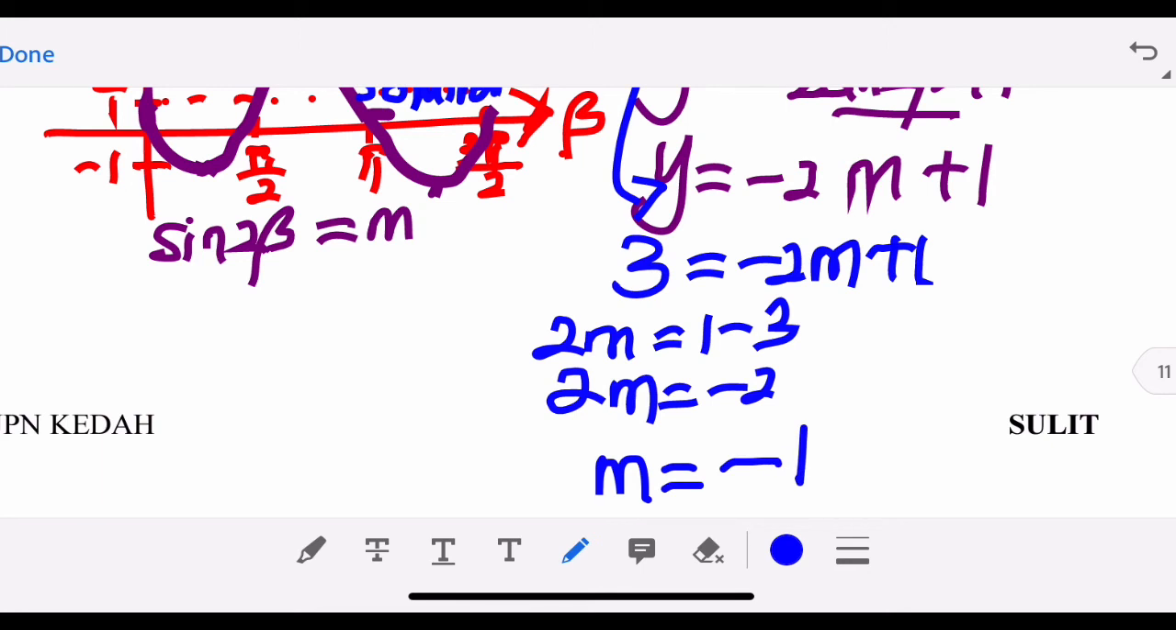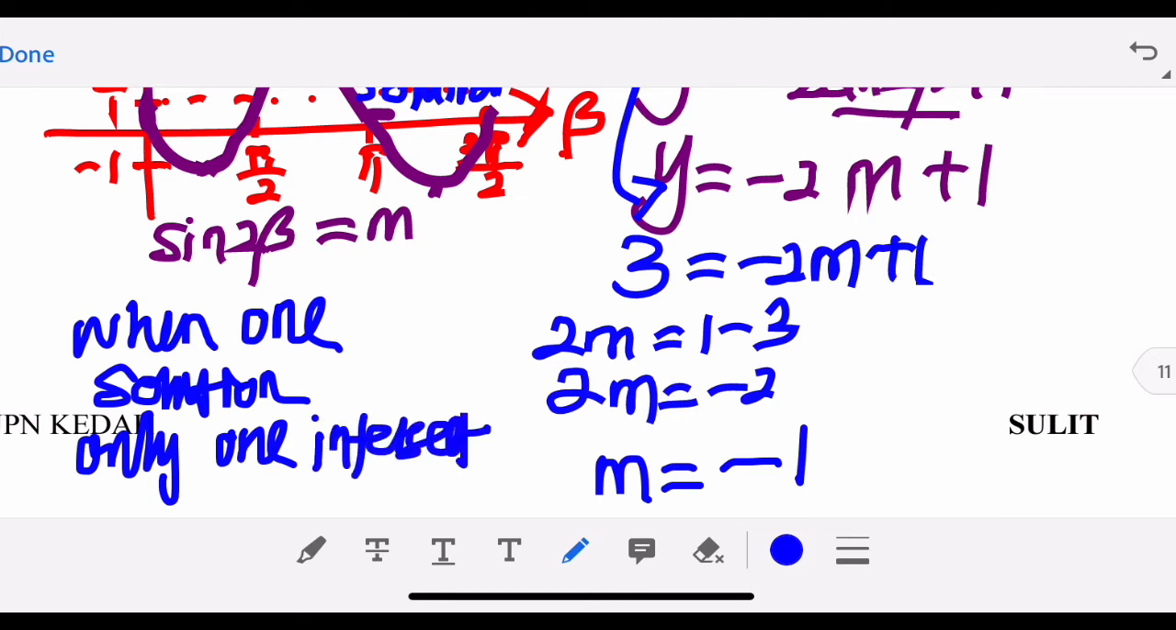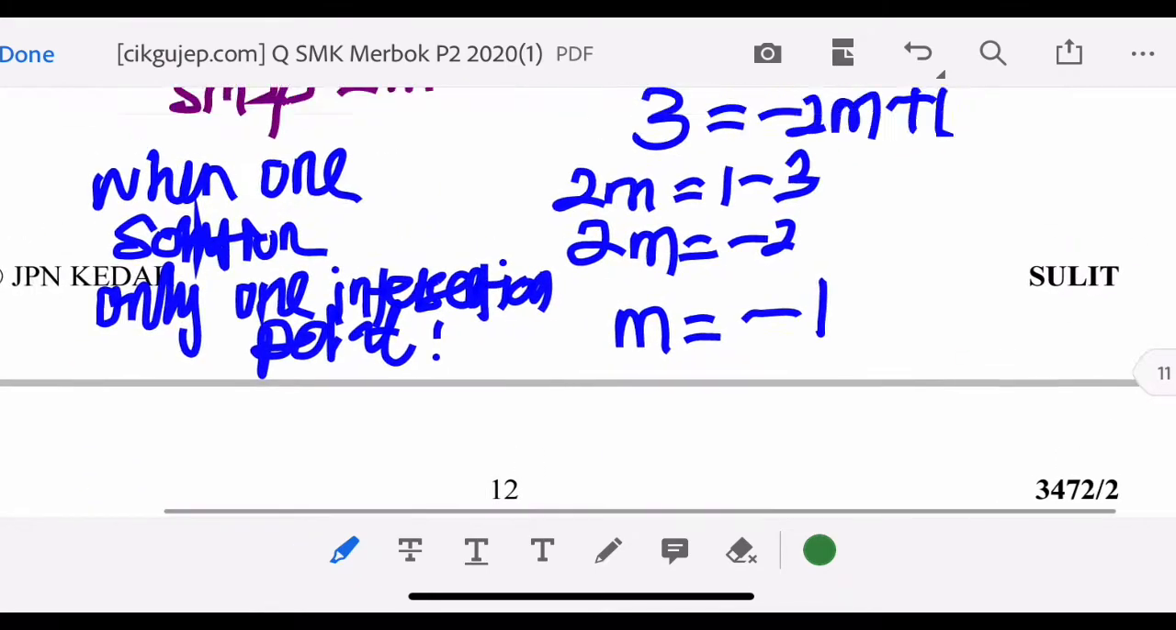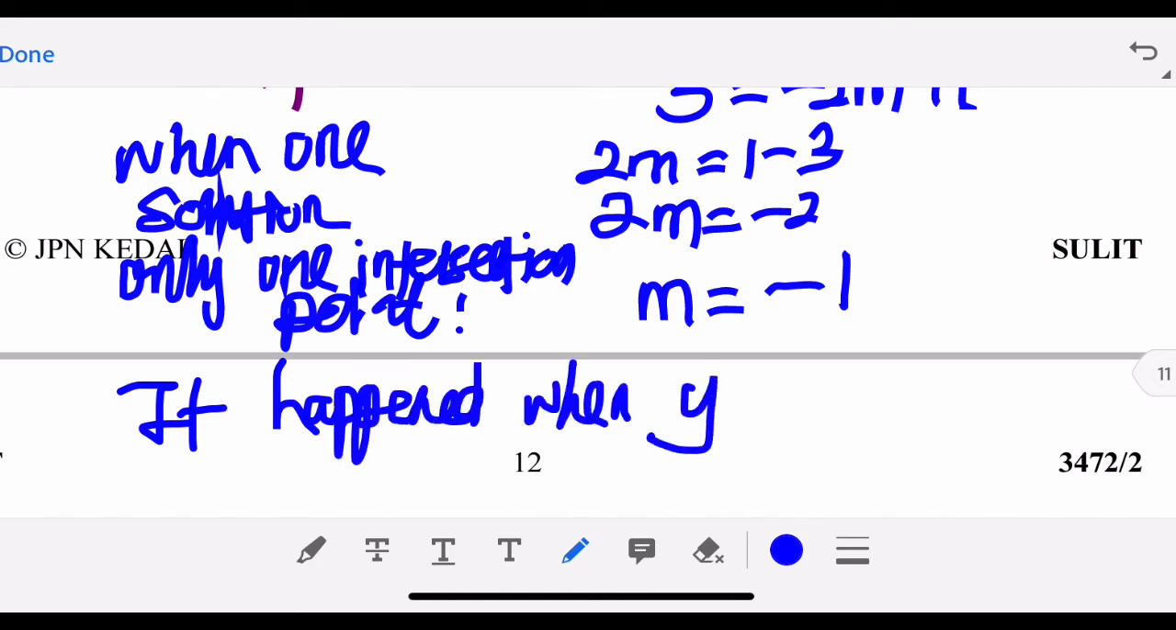Clear? So then you say y equal to 3. Then you substitute 3 equals negative 2m plus 1, then m is negative 1. So that means when there is one solution, the value of m must be negative 1. Understand? When you use m equal to negative 1, y equal to negative 2 times negative 1 plus 1, you get y equal to 3. So that equation will produce only one intersection point with the trigo graph. Understand?